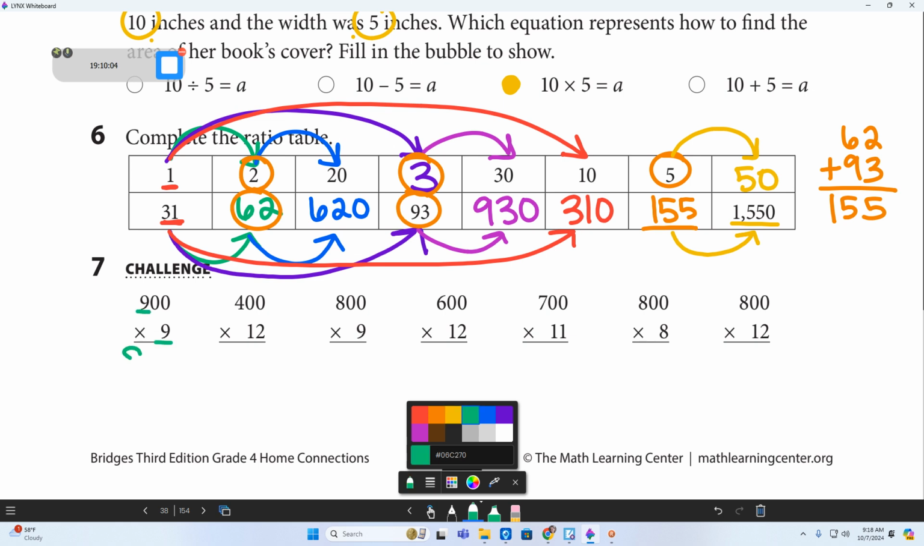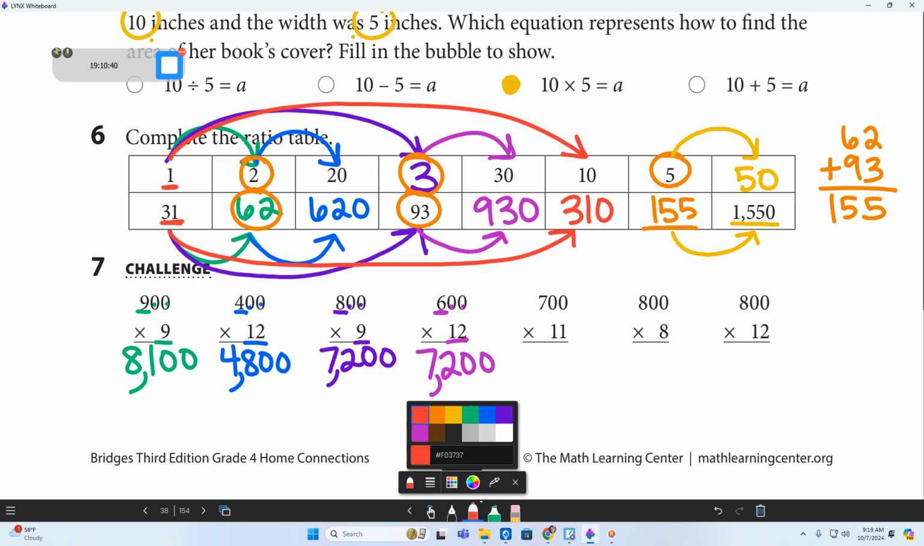9 times 9 is 81. 2 in the problem, 2 in the answer. 1, 2, 3, comma. 4 times 12 is 48. 2 in the problem, 2 in the answer. 1, 2, 3, comma. 8 times 9 is 72. 2 in the problem, 2 in the answer. 1, 2, 3, comma. 6 times 12 is, let's see, 5 times 12 is 60, so 6 times 12 is 72. 2 in the problem, 2 in the answer.